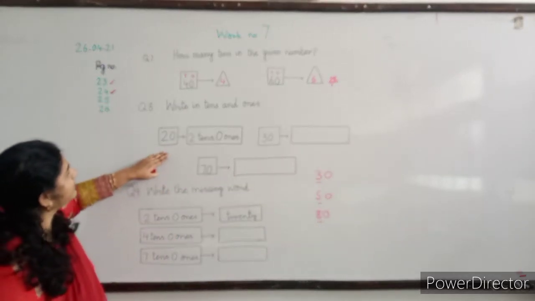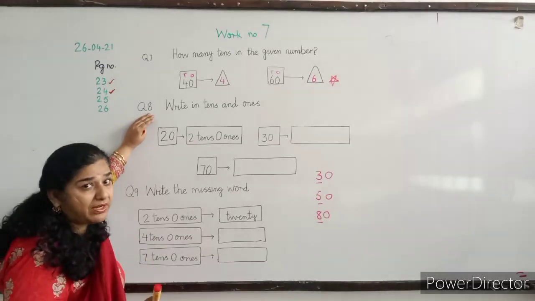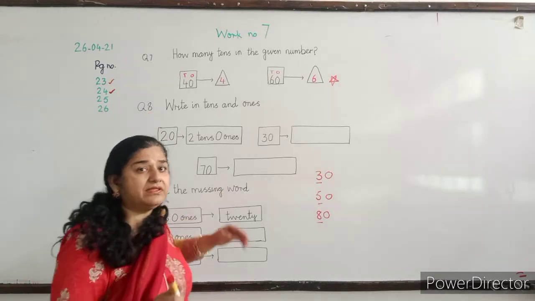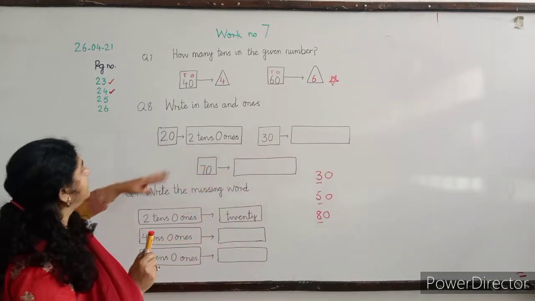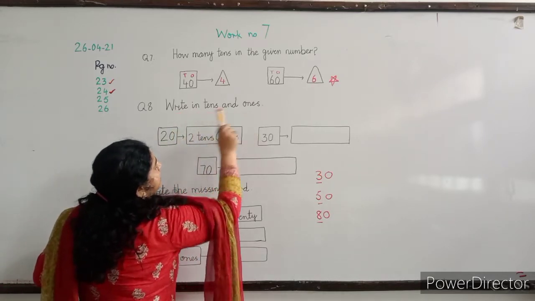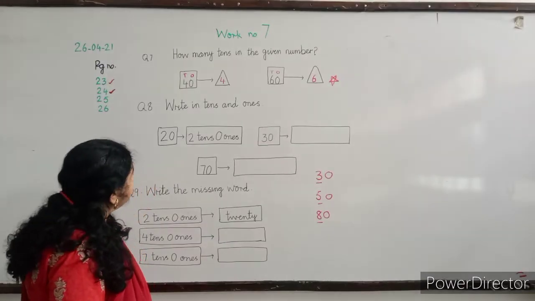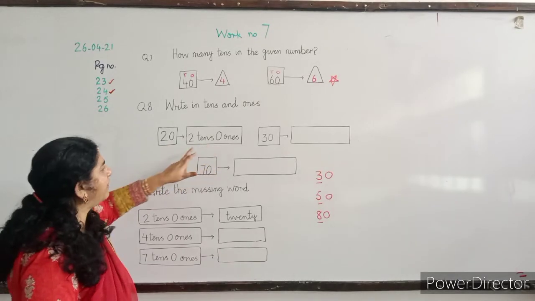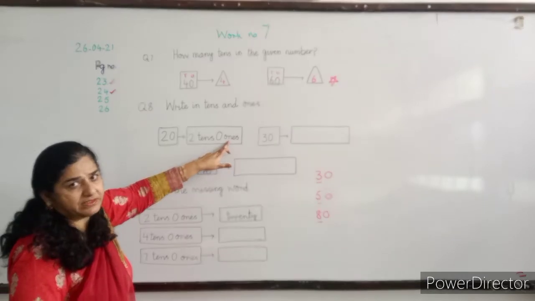Okay, now look here. Now this is our next question. Question number 8. Again you have to read the question very carefully. When you read the question, then you will be able to do your sum, right? Okay. Write in tens and ones. See how we have to write in tens and ones? 20. And here, look, we have written 2 tens and 0 ones, right?